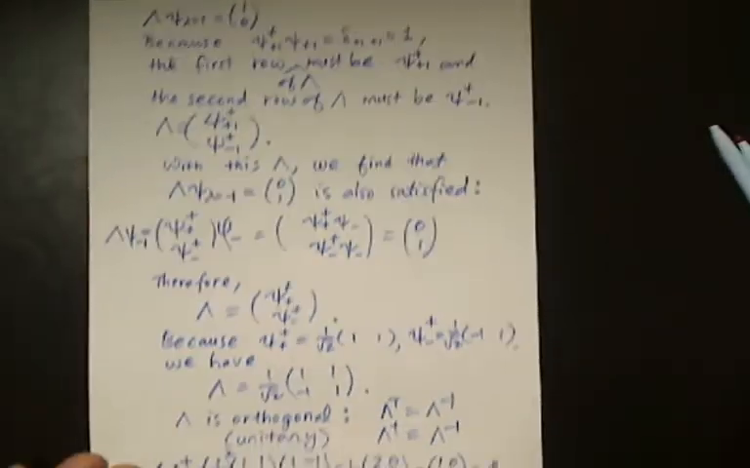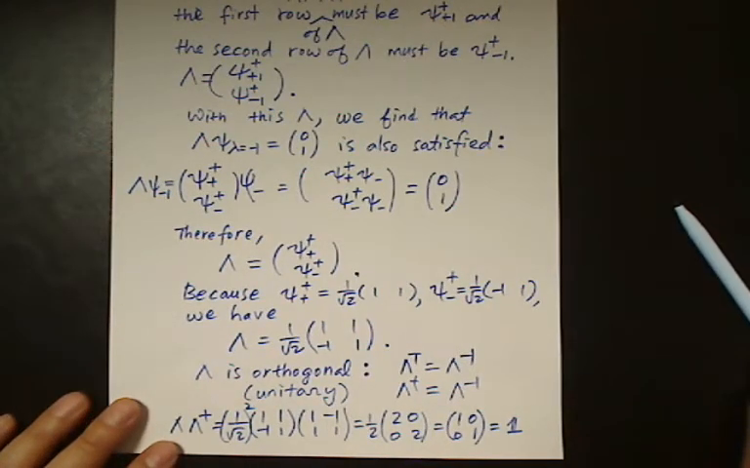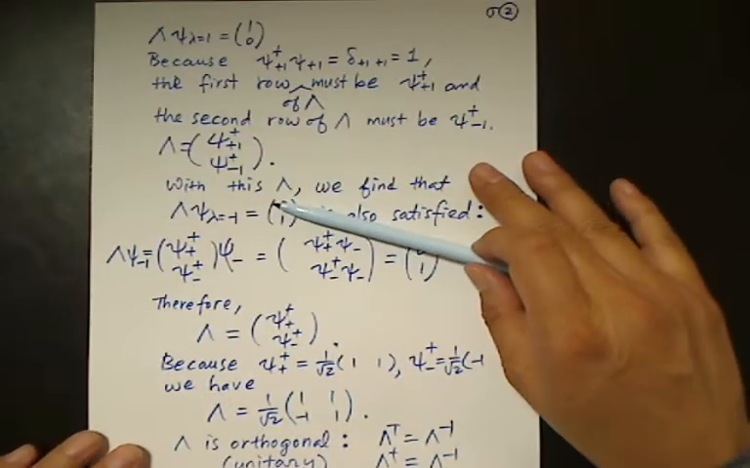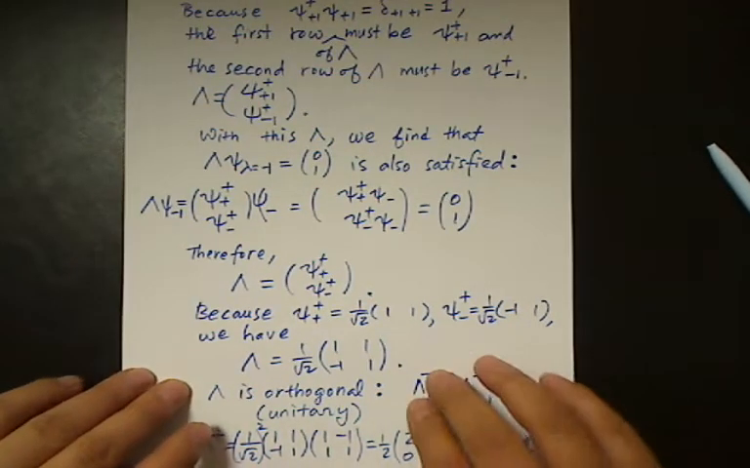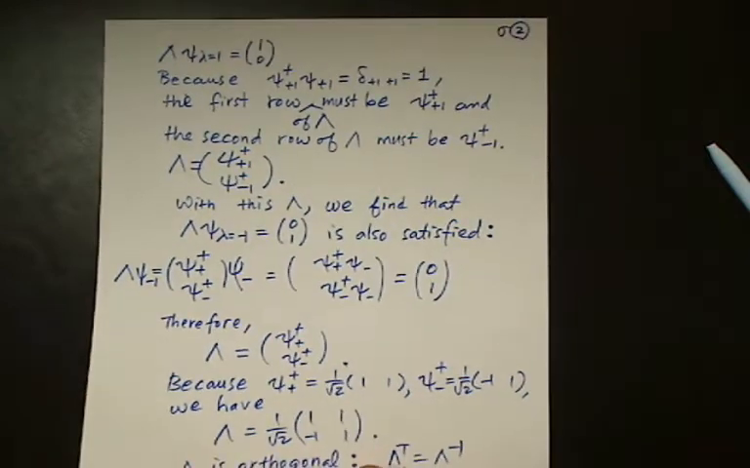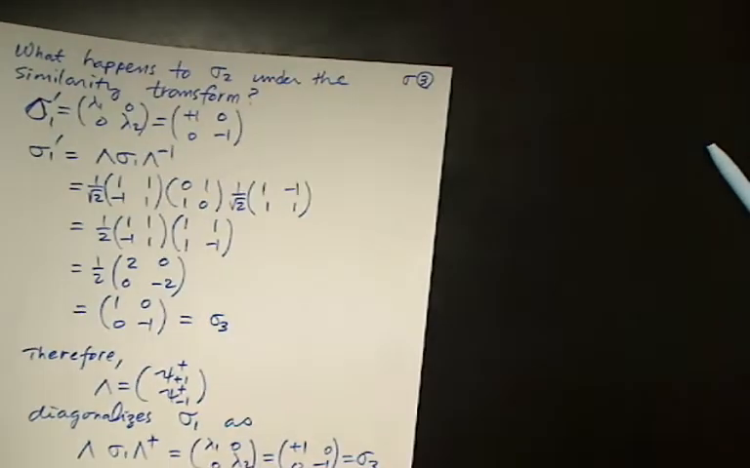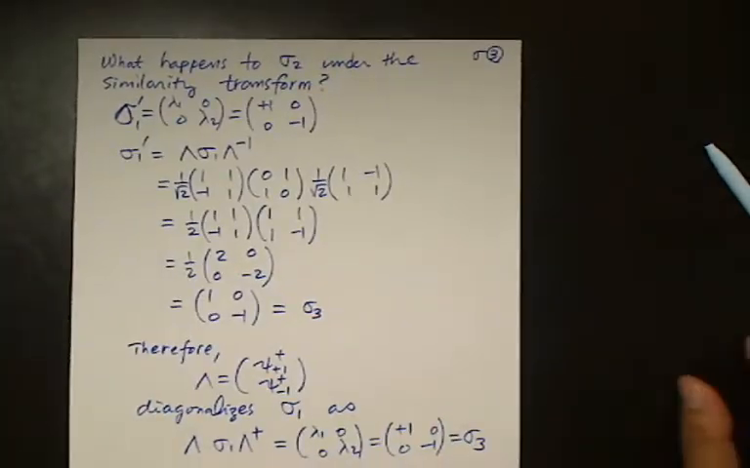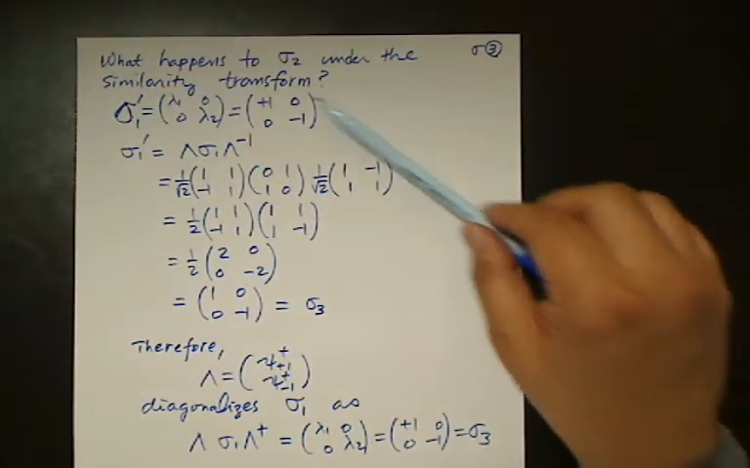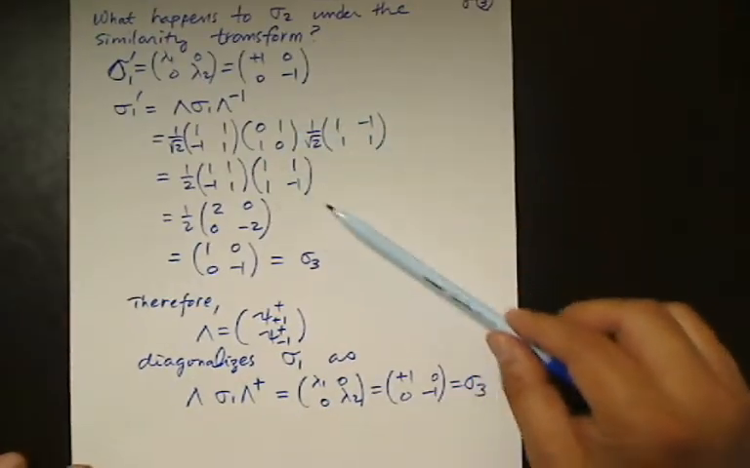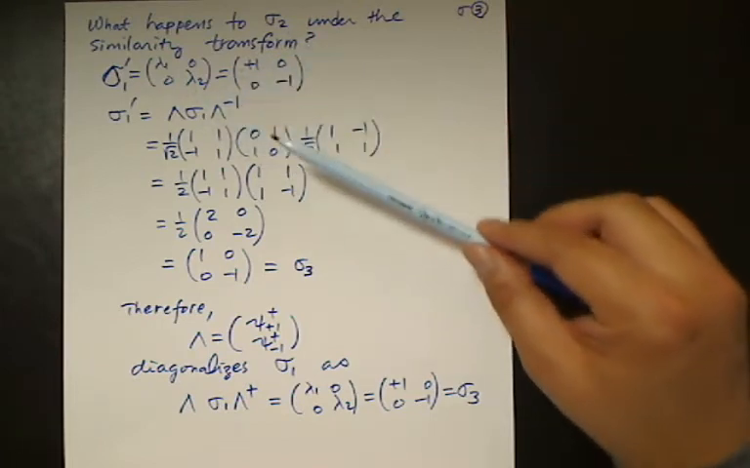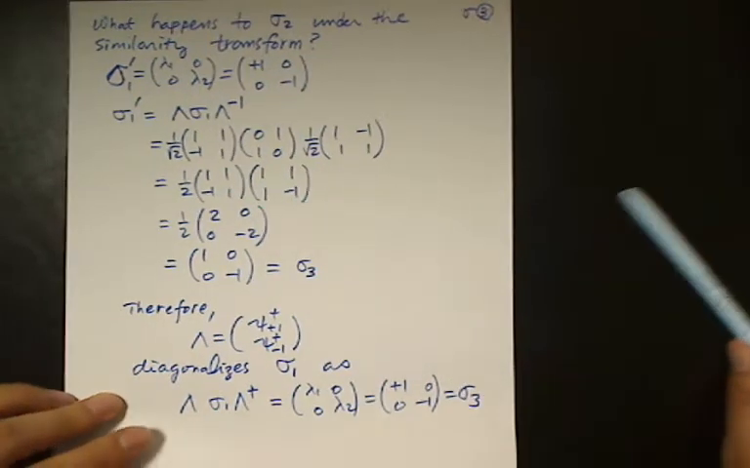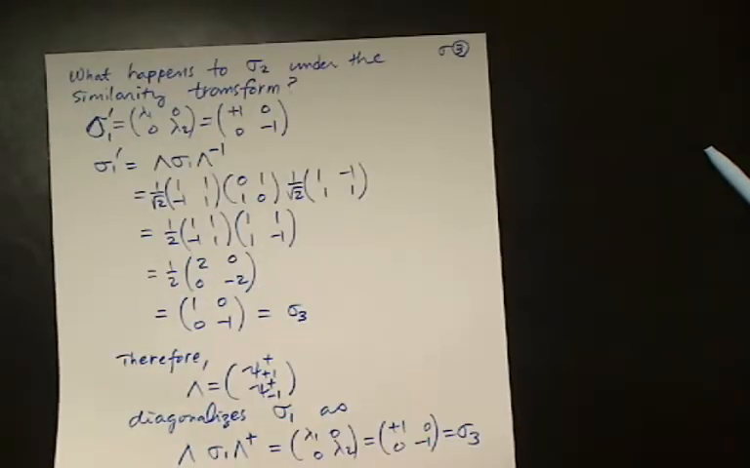This is what we have just found for checking the unitarity of the matrix explicitly in the past, because we have made the general proof already. So what happens to sigma 2 under the similarity transformation? This is what it does for sigma 1. Sigma 1 becomes sigma 3 after diagonalization. Sigma 2 also becomes sigma 3 after diagonalization.